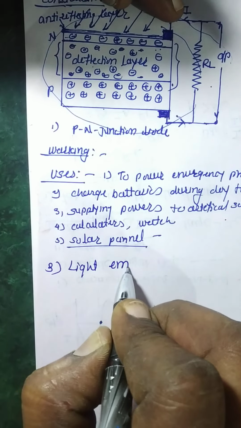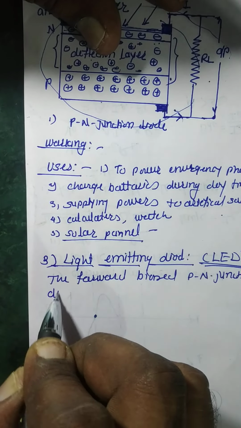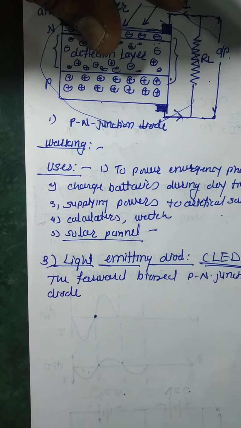Light emitting diode. The forward biased PN junction diode designed so as to emit electromagnetic radiations, in the form of heat or light, is called a light emitting diode.